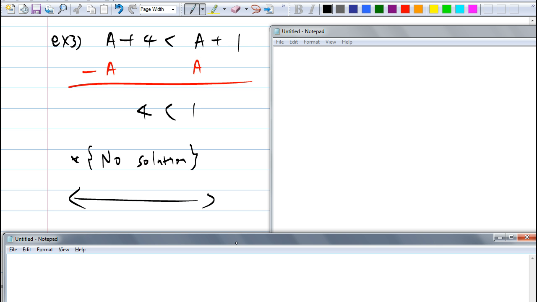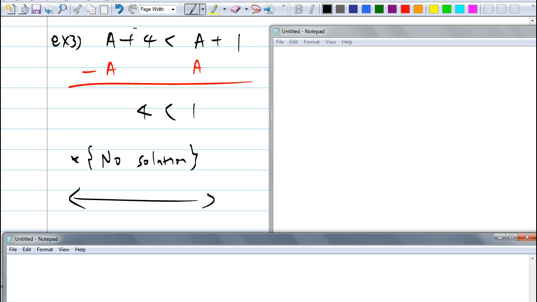So what does it mean when we say no solution? Nothing. There's no number that you could plug in for a that will make this inequality true, right? As you can see, the left side is always going to be bigger than the right side, no matter what you plug in for a. So there's no number you could plug in here that will make it true. Does that make sense? Yes?